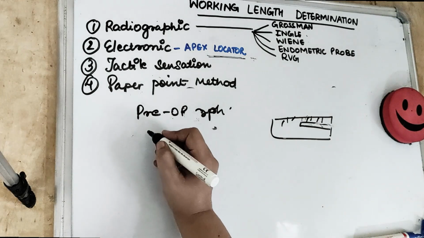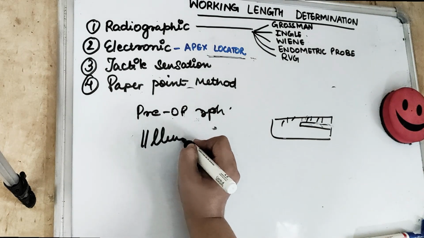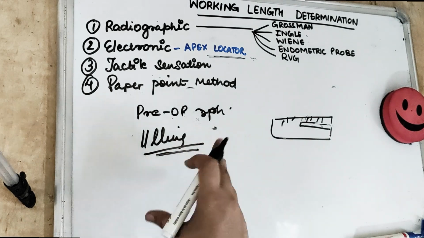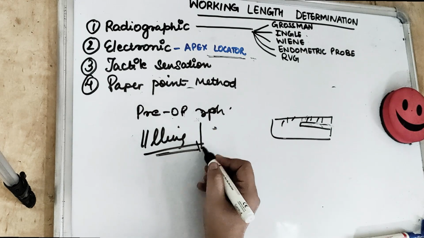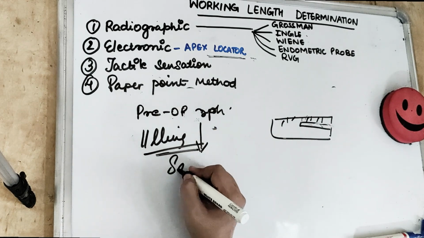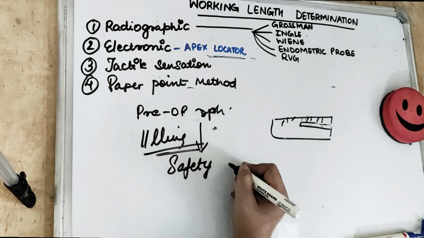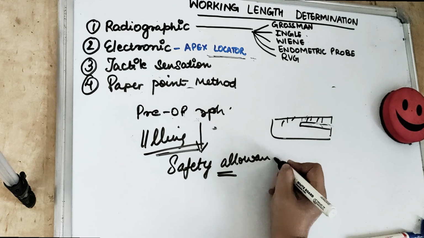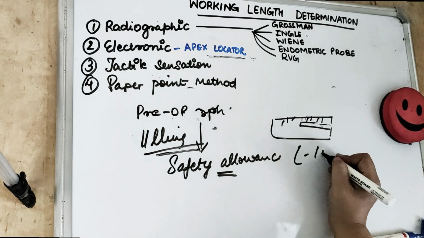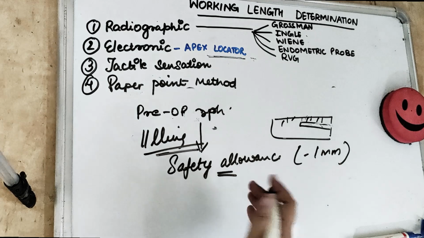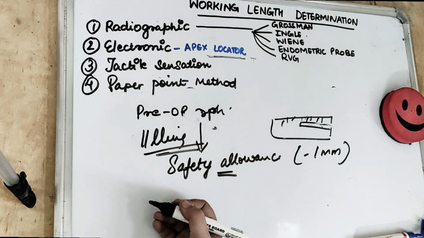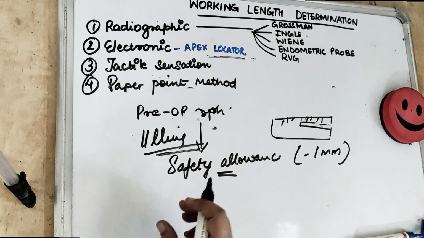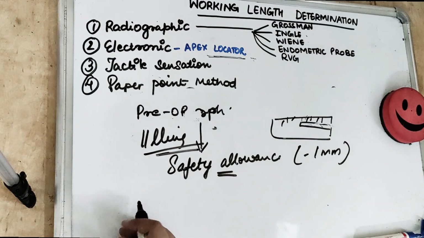So the X-ray is taken using the paralleling technique, and this technique we are going to cover in the radiography lecture. First of all, a pre-operative radiograph is taken, and then 1 millimeter of safety allowance is subtracted. So this safety allowance is minus 1 millimeter, right? Minus 1 millimeter. And then we place the instrument into the canal and we take a radiograph again.